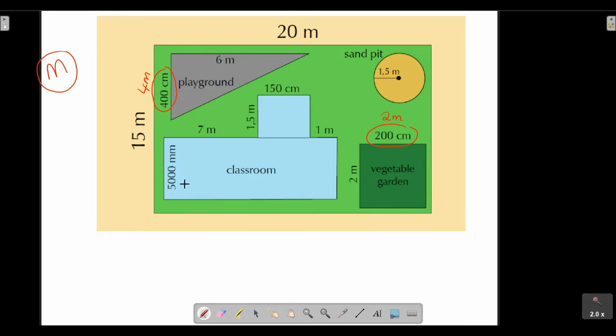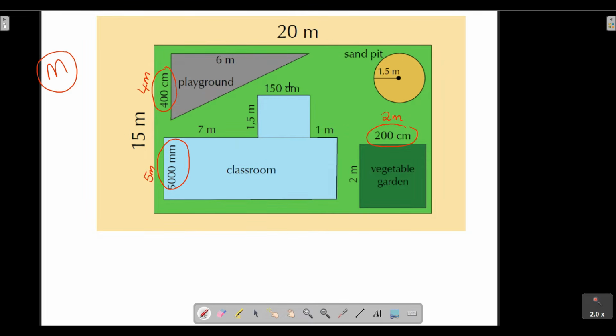Then we've got 5,000 millimeters. How do we convert millimeters into meters? Remember, we first divide by 10, which puts us at centimeters. Then we divide by 100. So in actuality, if we wanted to convert 5,000 millimeters into meters, we have to divide by 1,000. 5,000 divided by 1,000 gives you 5 meters. So 5,000 millimeters is actually 5 meters.